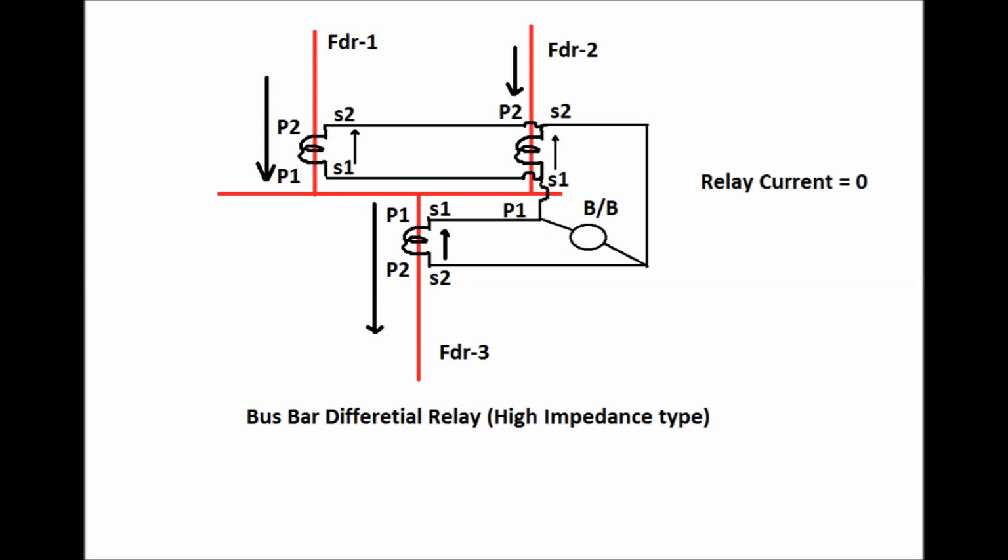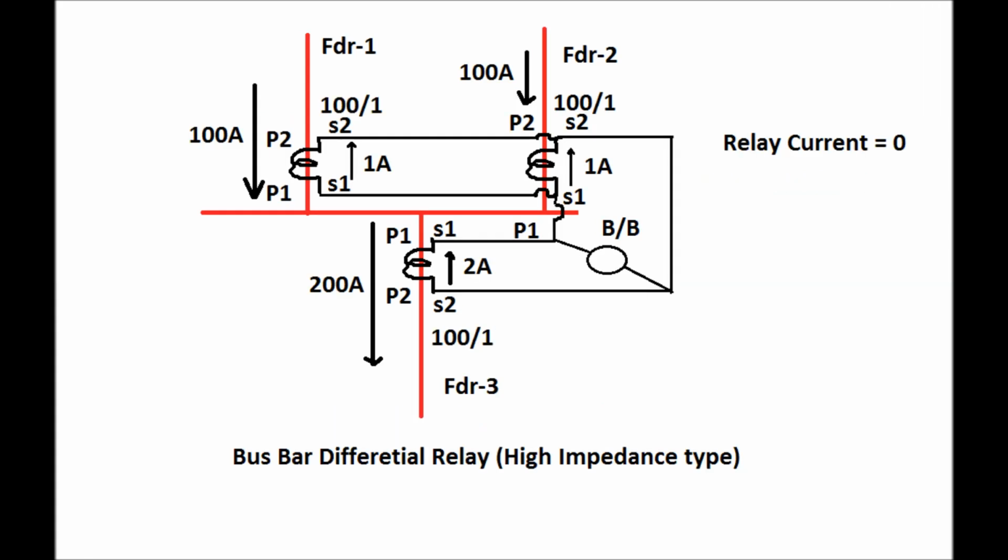Now since in the primary side I feeder 1 plus I feeder 2 is equal to I feeder 3, as the current for feeder 1 and feeder 2 is flowing towards the bus, in the secondary side the current for feeder 1 and feeder 2 is from S1 to S2 direction. But for feeder 3, as the direction of the current is from P1 to P2 in the primary side, and in the secondary side from S2 to S1, the secondary current for feeder 3 is equal to the sum of the feeder 1 and feeder 2 secondary currents, and that is why the relay current is equal to 0. So under normal condition there exists no current in the relay, and that is why the relay maintains a stable condition under normal operation.